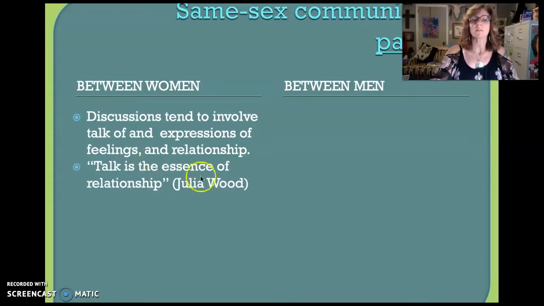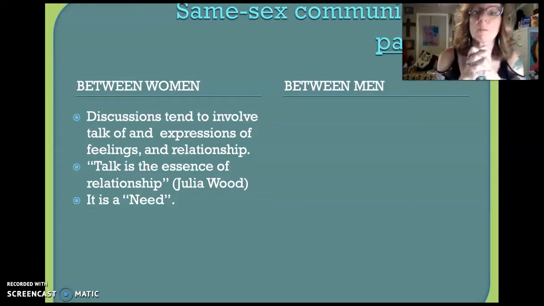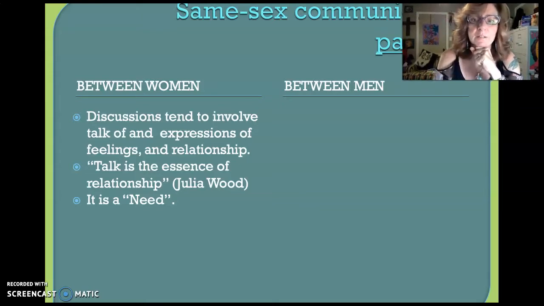We talk about talking is the essence of a relationship. So in order for women, especially, to have relationships, we have to communicate with each other. It isn't just about hanging out. We are really about the talk. And it is part of who we are as women. So I'm talking about women biologically and gender. It's part of how we're socialized, but it's also considered a need.